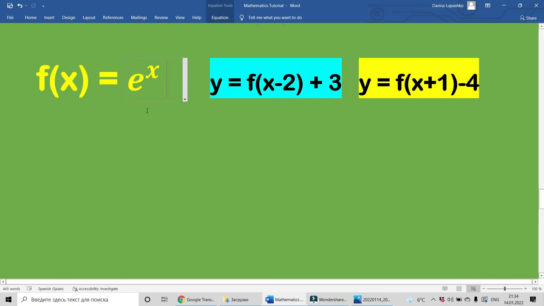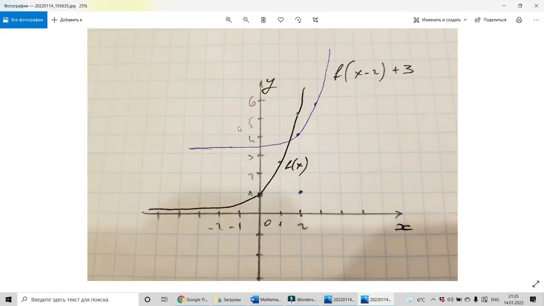f of x equals e to the power of x, and its translations. Okay, let's see e to the power of x. This is our f of x equals e to the power of x. You see, when x is 0, we have 1, and when it's 1, it's e, and this is our horizontal asymptote. The x-axis is our horizontal asymptote.